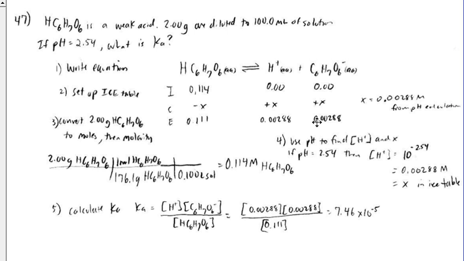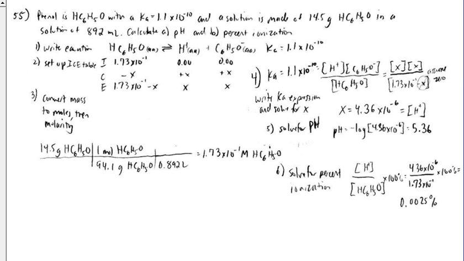So we can actually plug in these values of the conjugate base concentration, the H+ concentration, and the weak acid concentration into our Ka expression, which is derived from our equilibrium equation. Plugging those values in, we get a Ka value of 7.6 times 10 to the negative fifth.